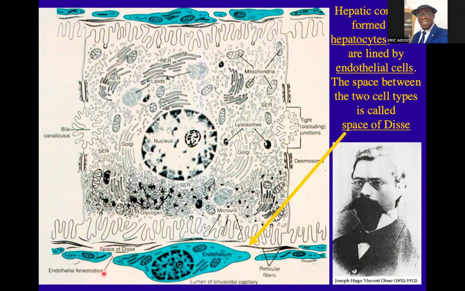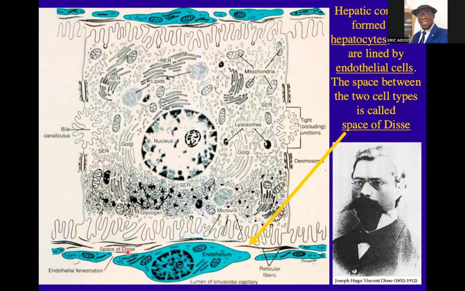The sinusoid, as I said, is just like a venule or any blood vessel, which is fenestrated to allow substances to get into the hepatocyte. Now, before they get into the hepatocyte, they have to cross this small space, the space between the endothelial layer and the microvilli. This is known as the space of Disse, also named after this gentleman, Joseph Hugo Vincent Disse. So that is how it comes about.